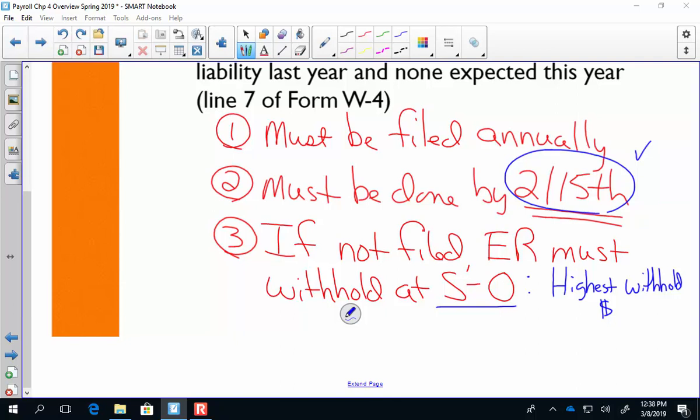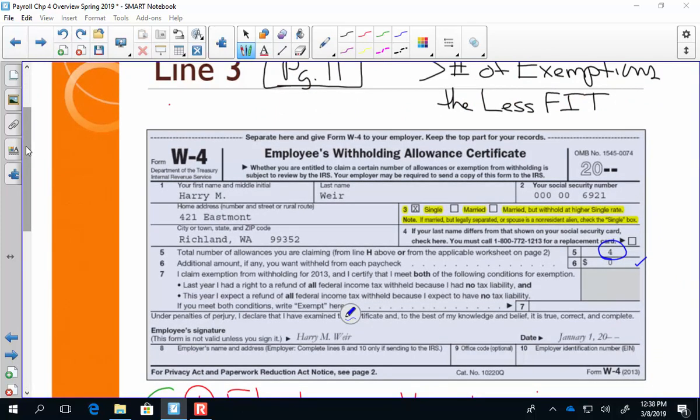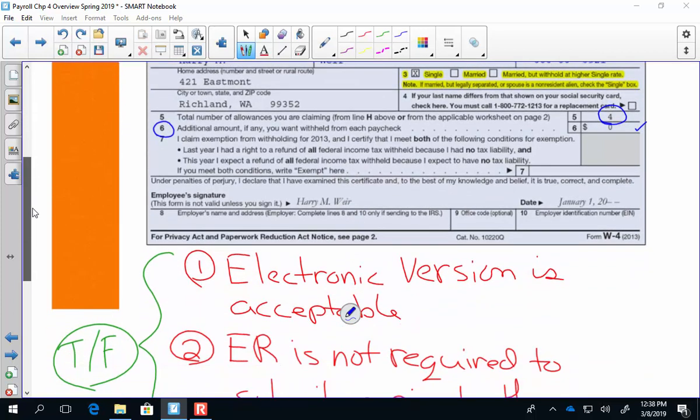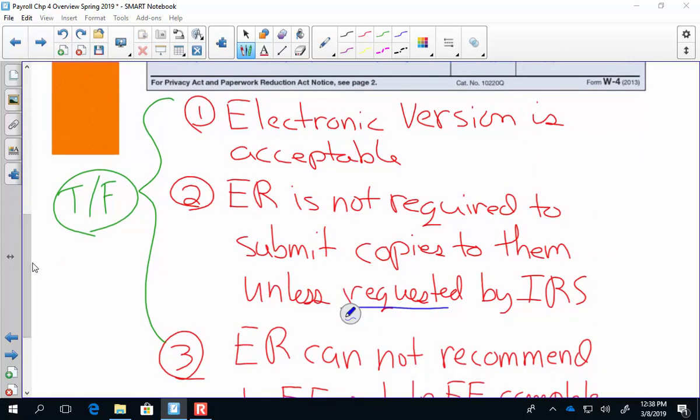Now on the W-4 itself, and I have a copy of one here, you can also have the employer on line 6 take out more than the personal exemption amount of single and 0. So it's up to the individual how much they wish to get on their refund when they file their income tax return. Now there will be some true-false questions, as I said, on the W-4.